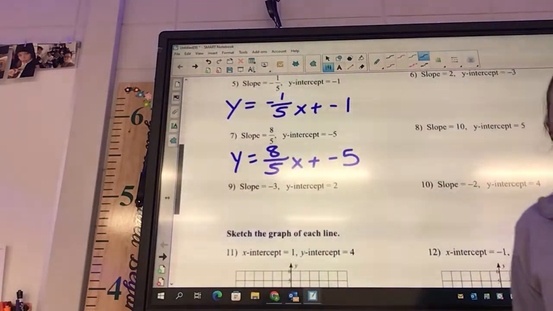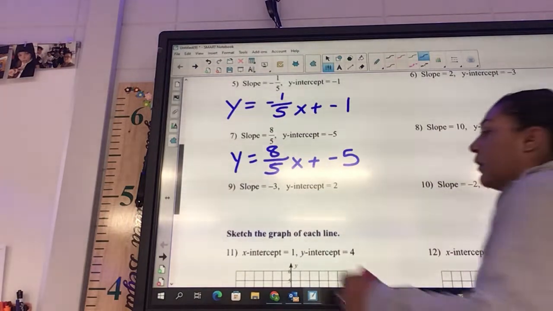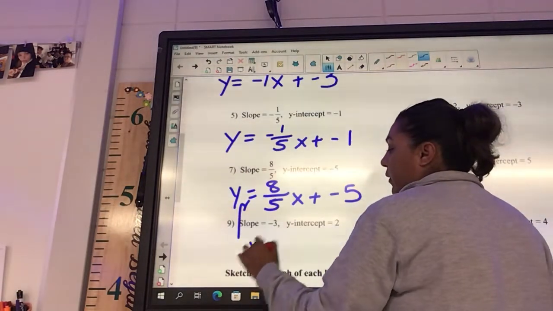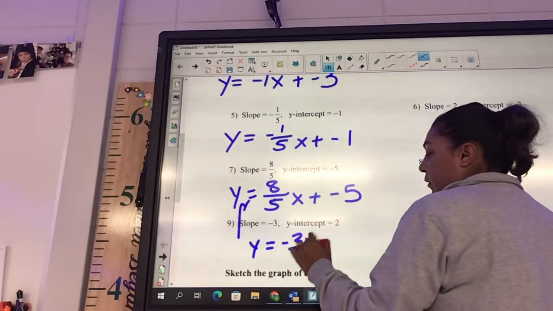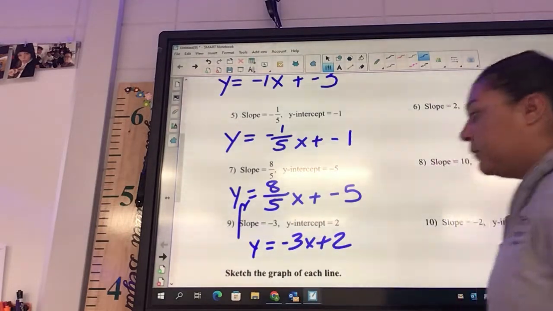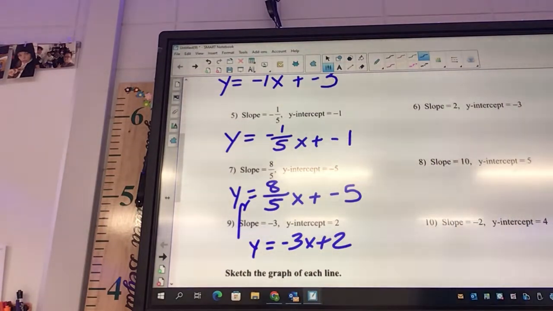Mercedes, what's number 9 supposed to look like? Y equals negative 3x plus 2. Perfect. What does M belong with? The slope. What does the B belong with? The y-intercept.